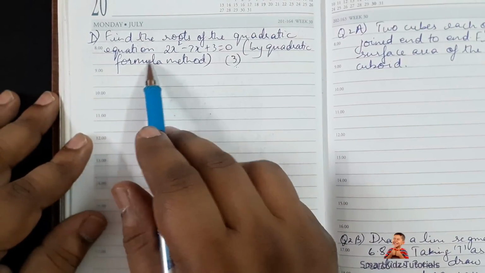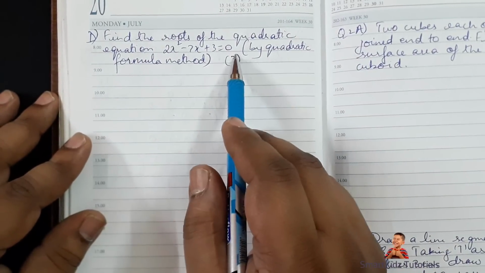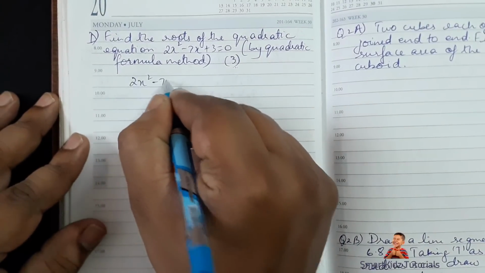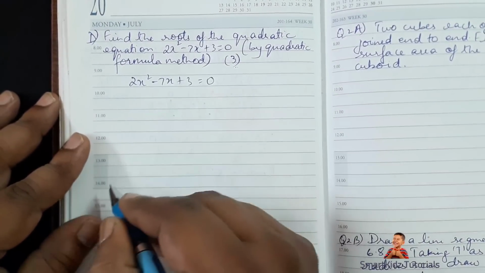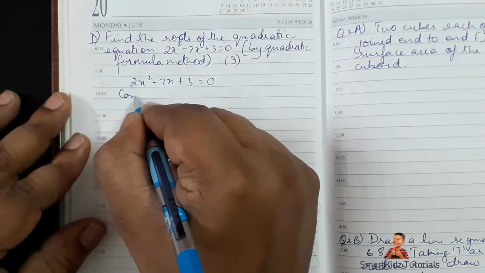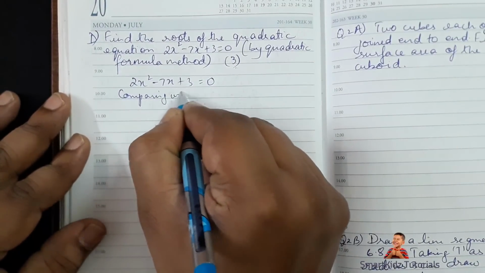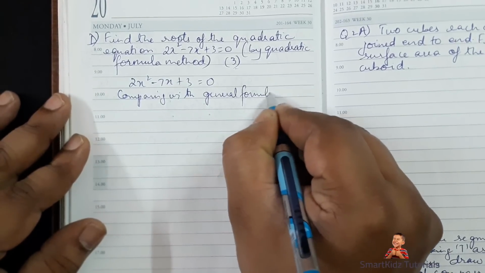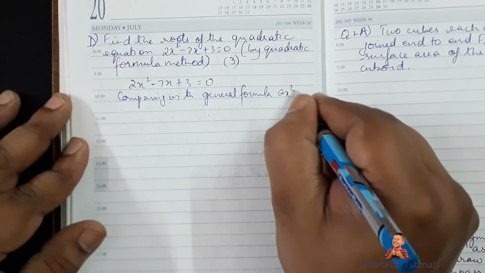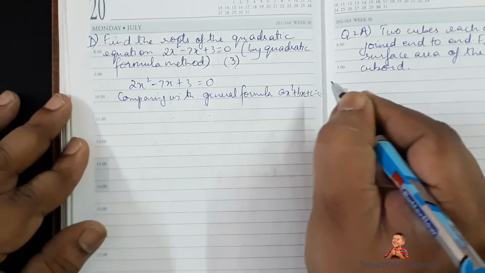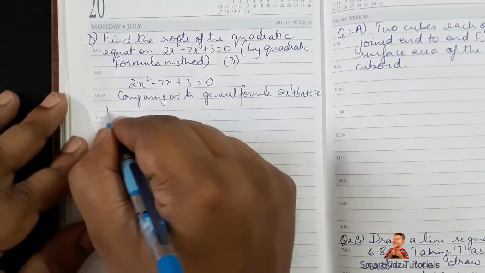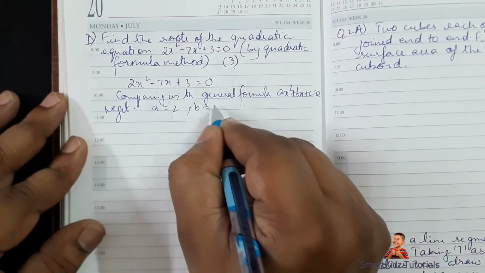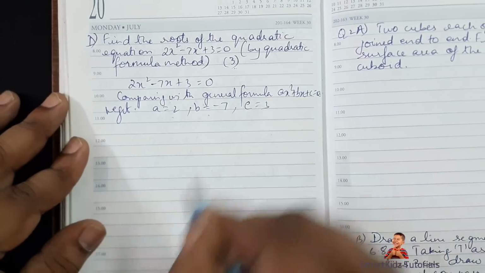Find the roots of the quadratic equation 2x square minus 7x plus 3 equal to 0 by quadratic formula method. We'll write down the equation first. 2x square minus 7x plus 3 equal to 0. Comparing with general formula ax square plus bx plus c equal to 0, we get a equal to 2, b equal to minus 7 and c equal to positive 3.